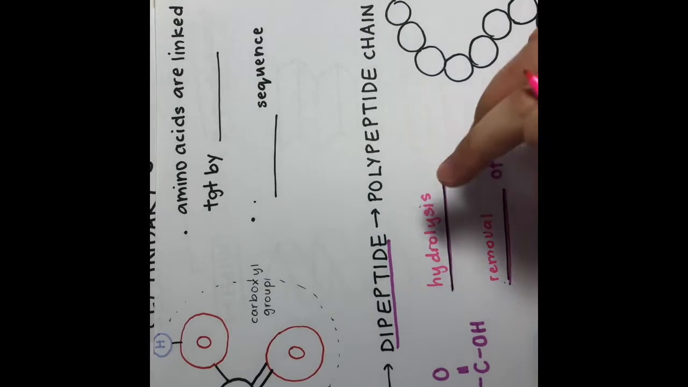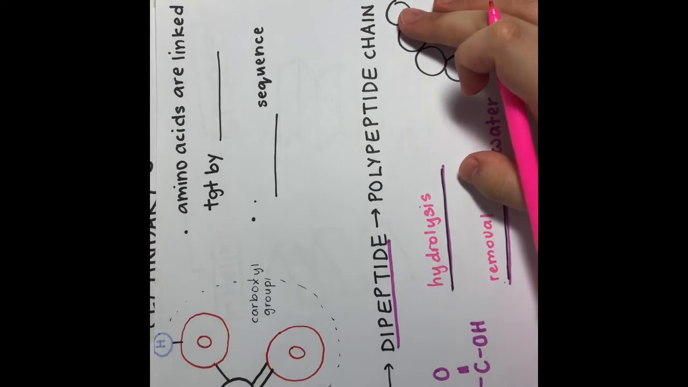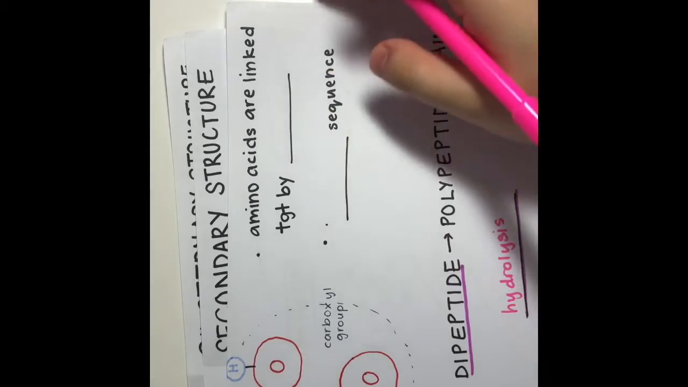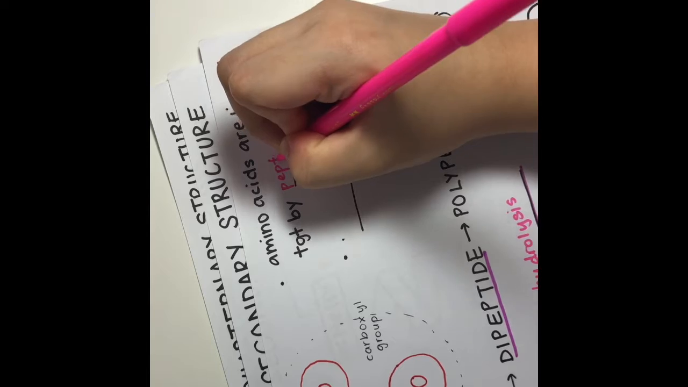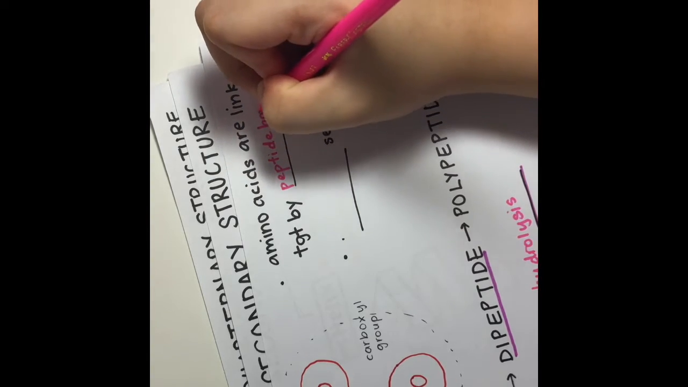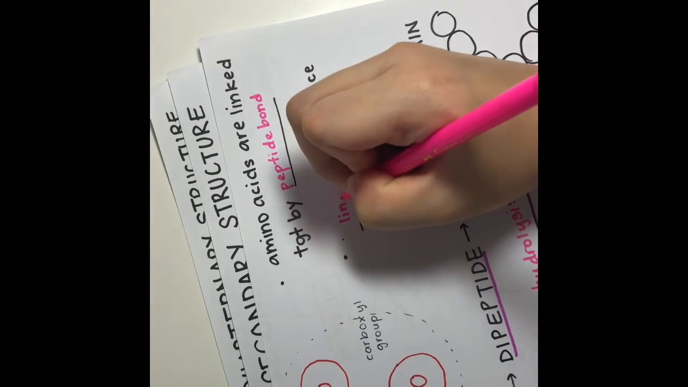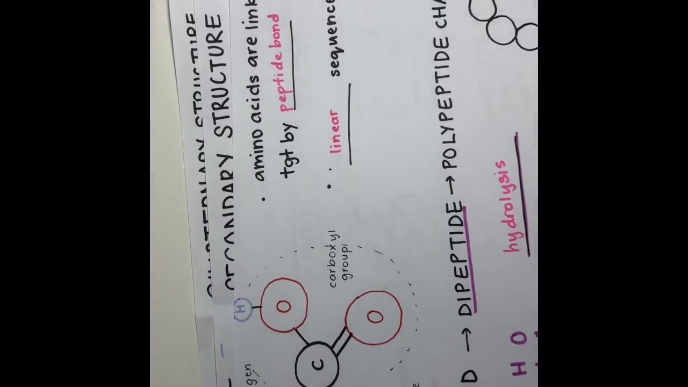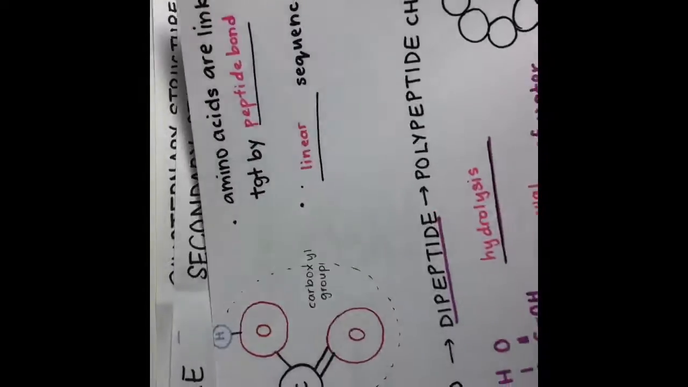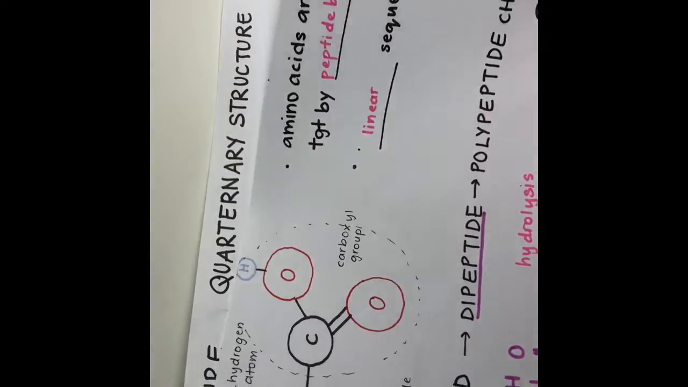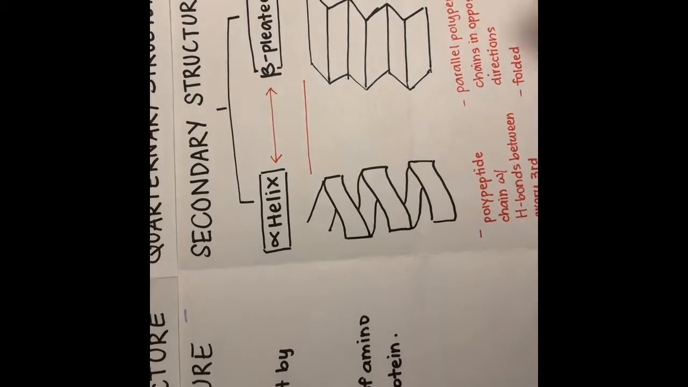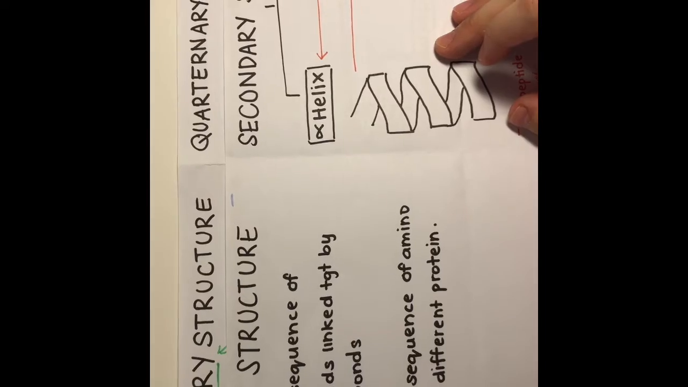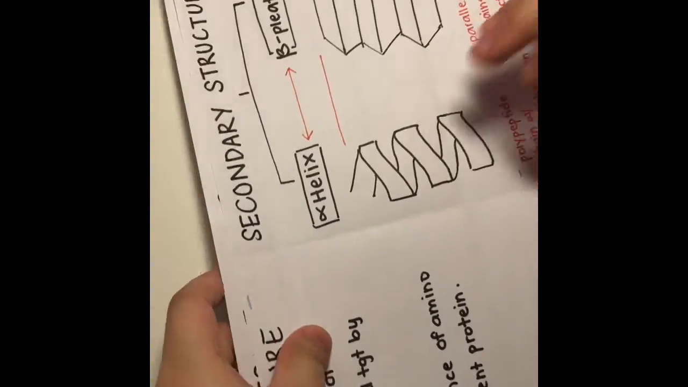So dipeptides can then form polypeptide chains, and these are amino acids that are linked together by, as we know, peptide bonds, and they form linear sequences. So now that we know how polypeptide chains are formed, we need to know that there are 4 structures of protein. So there are primary, secondary, tertiary, and quaternary structures.